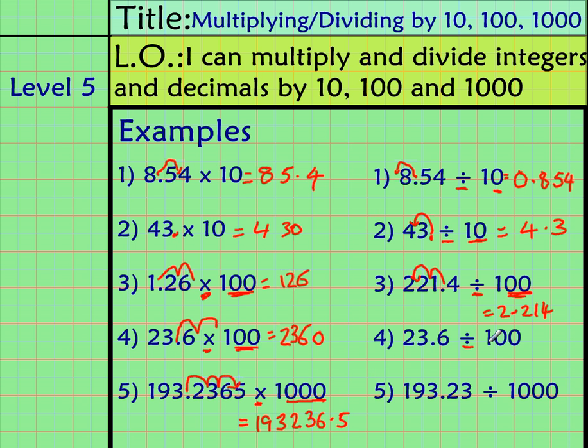Here I'm dividing to the left by 100, so 2 spaces. 1, 2. So that's going to give me naught, because there's lots of noughts out here. 0.236. And finally here, dividing, so to the left, by 1,000, so 3 spaces. It's going to go 1, 2, 3 in here. So we're going to get 0.19323. Okay, I hope you followed what's going on there. Okay, it's a very simple case of just remembering the rules, and if you can do that, you can have no problems at all. Goodbye.